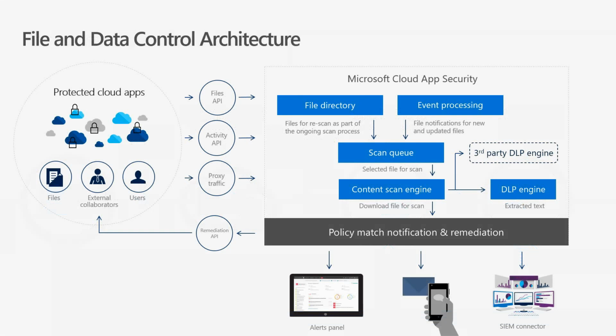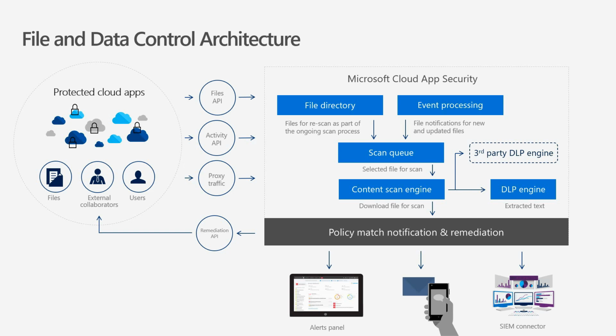So now let's talk about the file and data control architecture. Within Cloud App Security, there are two scans that happen. The first scan is what we call the at-rest scan. So this one is ongoing and will scan your files from oldest to newest. The second scan is what we call the near real-time scan. So the moment a file has been changed or added, it will be scanned through this queue. It'll go through the content scan engine or the DLP engine or a third party, depending on what you choose.